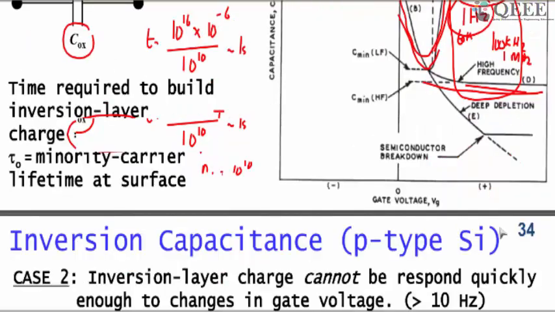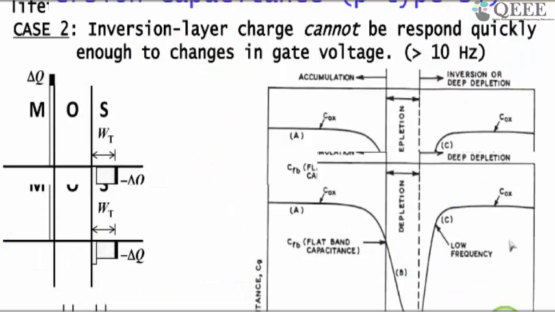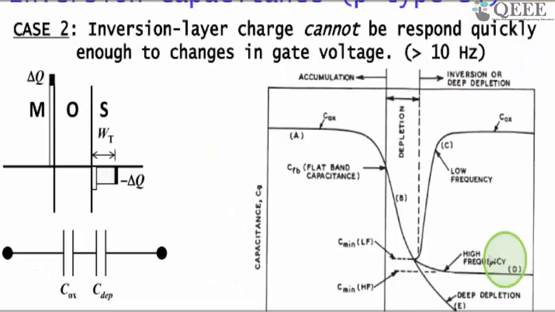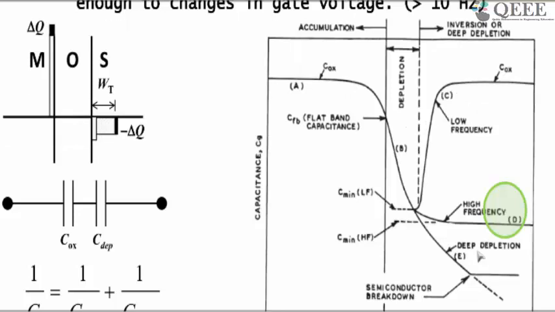Now let us see what is happening at high frequency. In the high frequency characteristics, you still have the inversion layer. It's not like there is no inversion layer. The inversion layer still exists, but it is not able to follow the AC signal. That is the problem here.